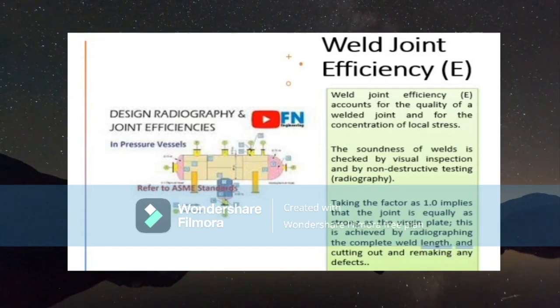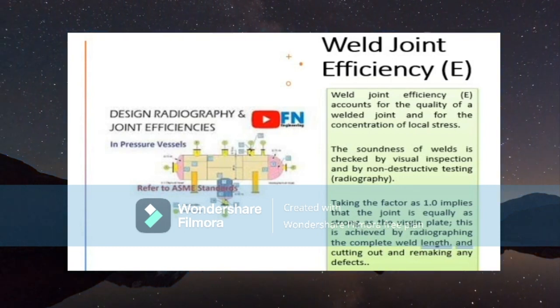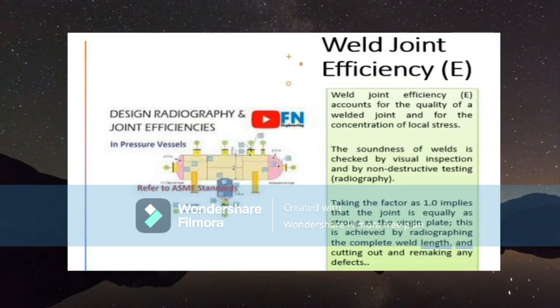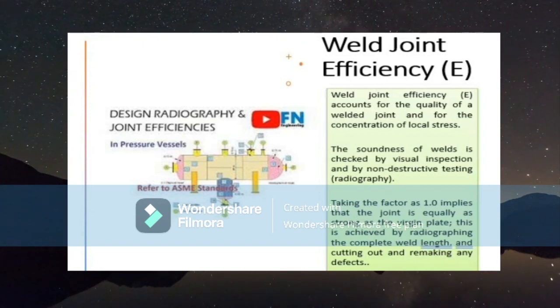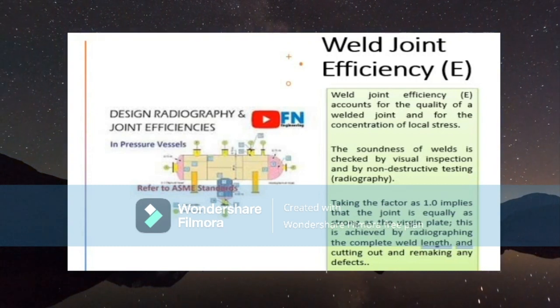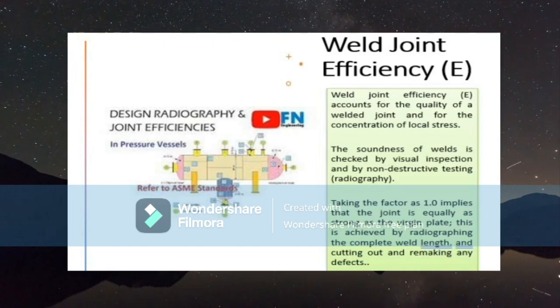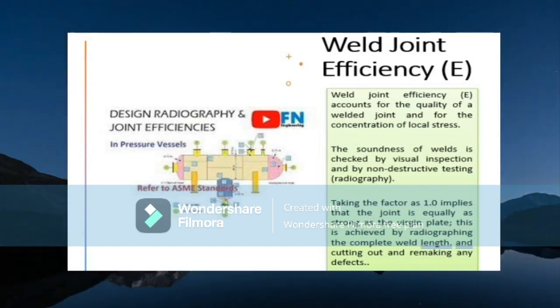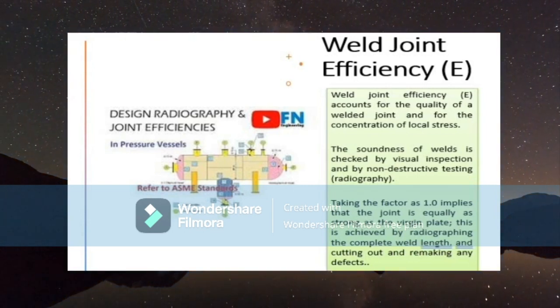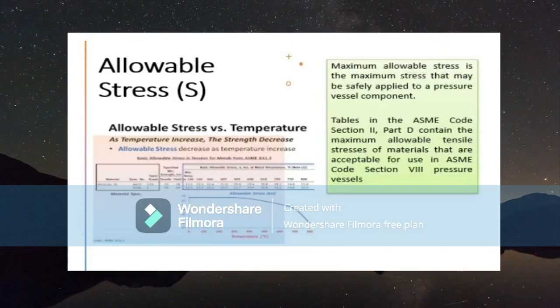Weld joint efficiency, E. Weld joint efficiency, E accounts for the quality of a welded joint and for the concentration of local stress. This higher local stress is due to local material or structural discontinuities. The strength of a welded joint will depend on the type of joint and the quality of the welding. The soundness of welds is checked by visual inspection and by non-destructive testing or radiography. Taking the factor as 1.0 implies that the joint is equally as strong as the virgin plate. This is achieved by radiographing the complete weld length and cutting out and remaking any defects.